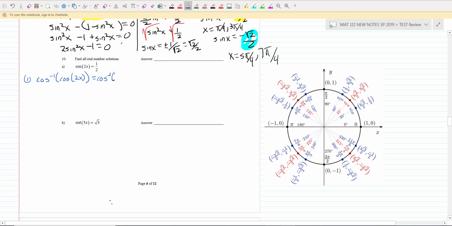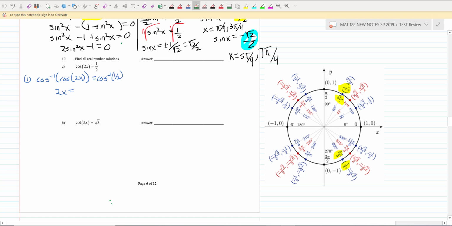Okay, you got to follow this procedure precisely, and this will tell you what to do. So the left side would just be 2x, and then on the right side, what we need to do is find on the unit circle where the cosine is 1/2. And the cosine is 1/2 at 2 places, and that would be at pi over 3 and 5 pi over 3.